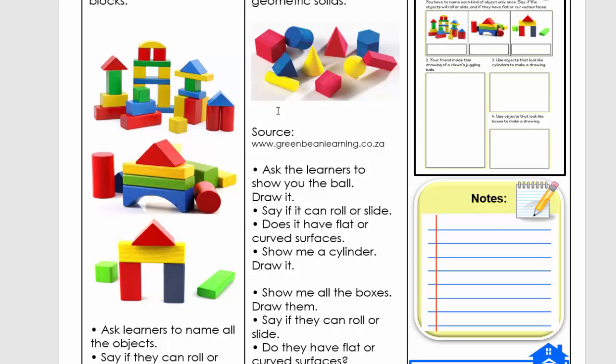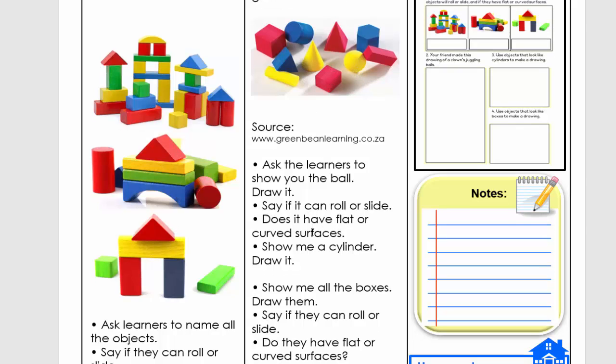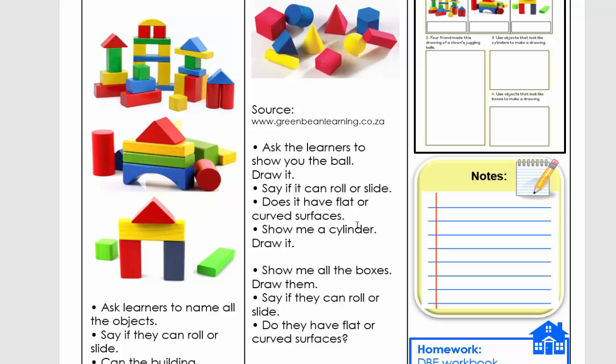And then you can ask the learners to show you the ball. They make a drawing of it. Will it roll or slide? Ask them if the surfaces are flat or curved. You can also use the object that you just used from your kitchen cupboard. And then you can show the cylinder and draw it. This drawing doesn't have to be perfect. They draw it the way they see it.